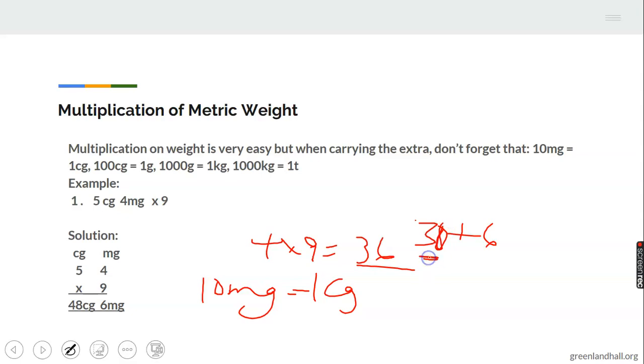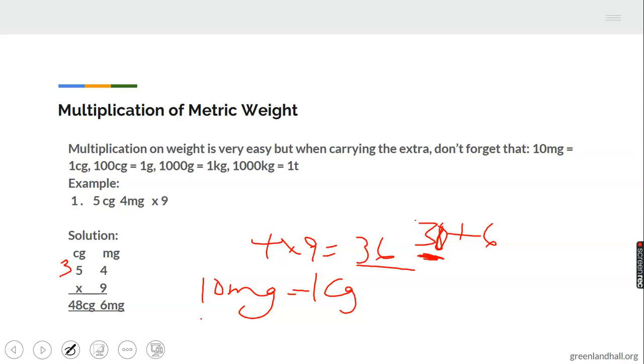This 30, see, if 10 milligram is 1 centigram, 20 milligram will be 2 centigram. Then 30 milligram will be what? 3 centigram. So we bring the 3 to this side. So you know that we have 36 milligram. Only the 6 will be left because it's not up to 10. The other 30 we bring to centigram side as 3.